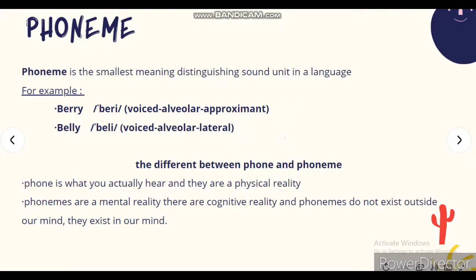Next, what's the difference between phones and phonemes? Phones are what you actually hear, and they are a physical reality, while phonemes are a mental reality. Phonemes do not exist outside our mind, they exist in our mind.